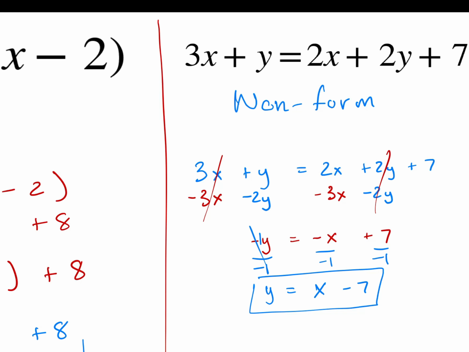Now, a little trick when deciding which side to go to, you can see off the bat that when I moved my 2y over here, I set myself up to have a negative y. If I would have moved the y over to the other side, I would have gotten a 2y minus y, and it would have stayed positive. Might have simplified things in the long run, okay?